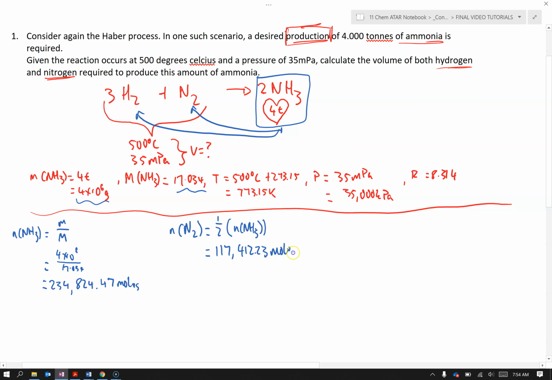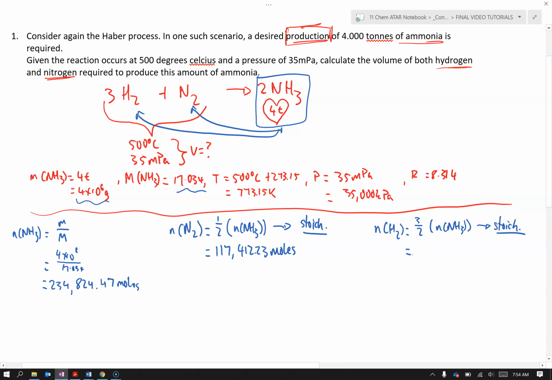117,412.23 moles. Now, just a note on this, we want to be clear to our marker that we understand that this is a stoichiometric ratio, so that we are clear what we are doing. Okay, second thing then, we can also calculate our number of moles of H2, which of course is 3 on 2 times the number of moles of ammonia due to stoich.